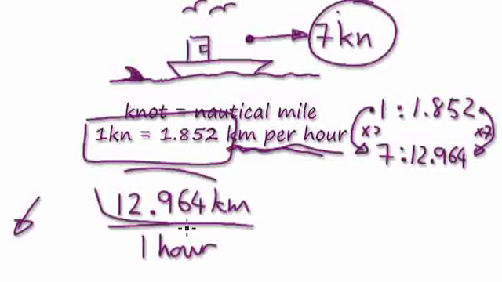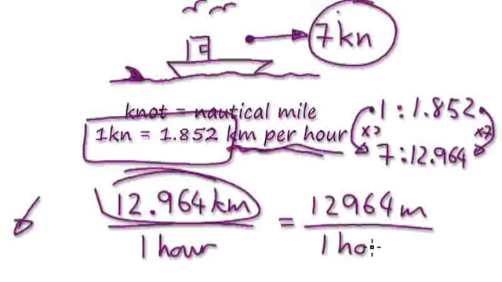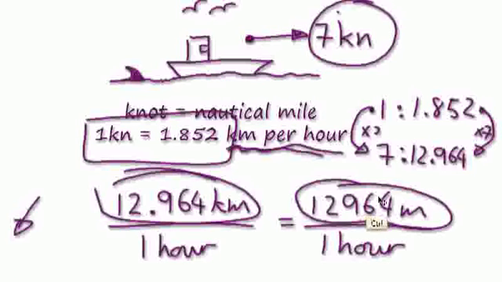Now convert this bit here into meters. So times 1,000, so that would be 12,964 meters over, remember you're timesing by 1,000, over, well, it's still 1 hour. So 7 knots is this distance here in 1 hour.